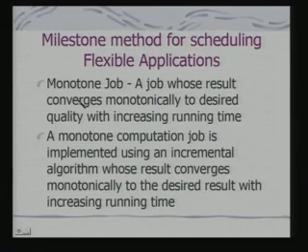So, what is a milestone method? In a milestone method, you deal with what are called monotone jobs, a job whose result converges monotonically to the desired quality with increasing running time. That means if I stop at any arbitrary point in time, I shall get some result, but I shall not meet the quality. So, a monotone computation job is implemented using an incremental algorithm whose result converges monotonically to the desired result with increasing running time. That is basically the characteristic of a monotone job.